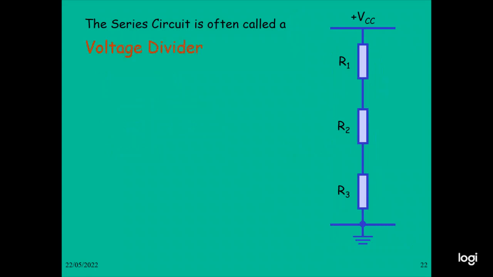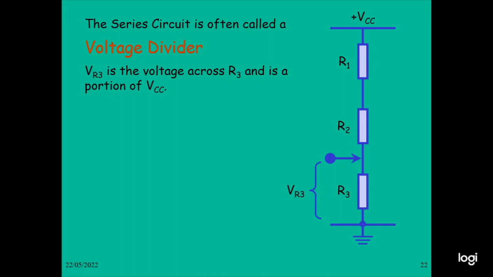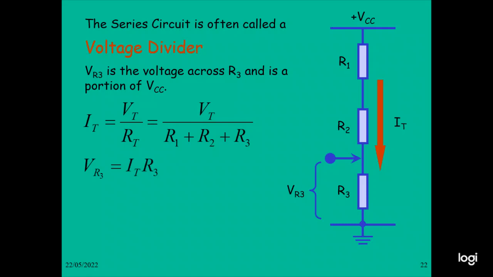This circuit is often called the voltage divider circuit. The supply voltage VCC is connected, and R1, R2, R3 are connected in series. The voltage across R3 is VR3, and it is a portion of VCC. The current flow is IT, and I equals VT by RT.